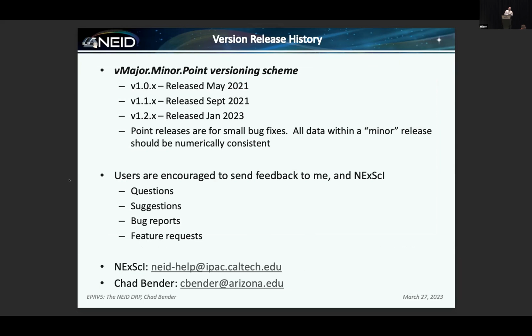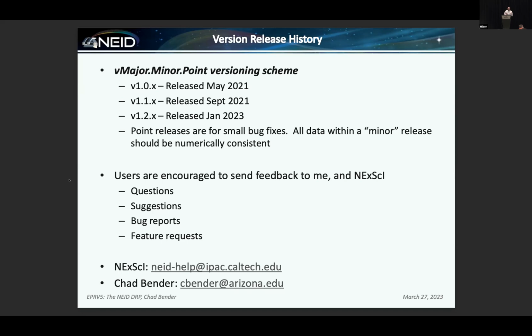We have a versioning scheme that has confused people, so I just thought I would mention it briefly. We're using a very traditional major, minor, point version release. We're up to 1.2.1, I think, as of last week. The minor versions should be treated as discrete, distinct objects and not co-mixed. The point versions can be co-mixed.